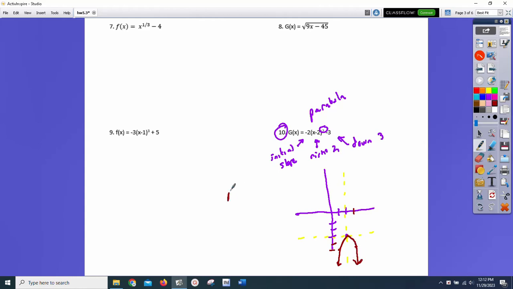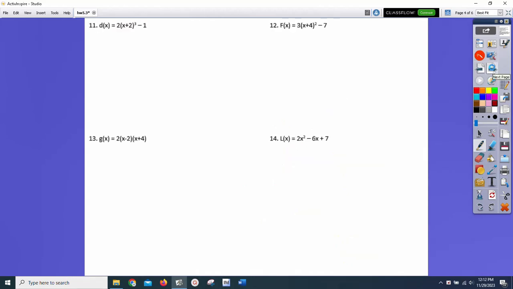What is the domain of this parabola? It's any other parabola, negative infinity to infinity. They're all negative infinity to infinity. Range you got to work for, the high value is -3, and the low value is negative infinity. Ta-da! All right, easy peasy, easy peasy.